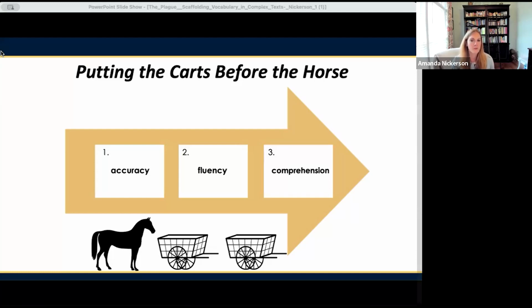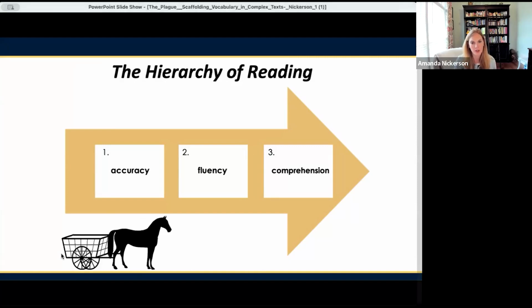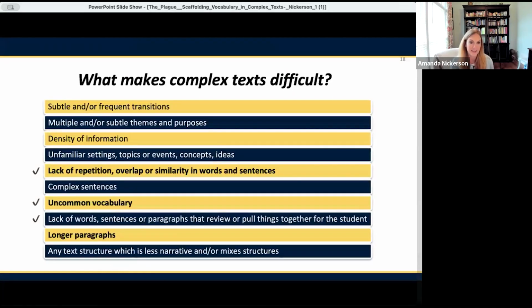So we don't want to focus so much on comprehension that we neglect to scaffold fluency and the accuracy of decoding. We want to remember not to put the cart before the horse, but to really work on shoring up accuracy when we can, supporting fluency when we can, all in service of comprehension and understanding of our content areas.